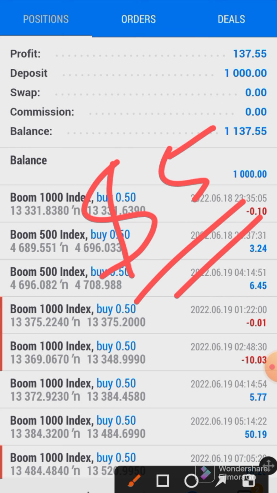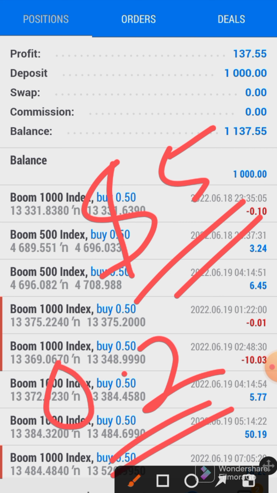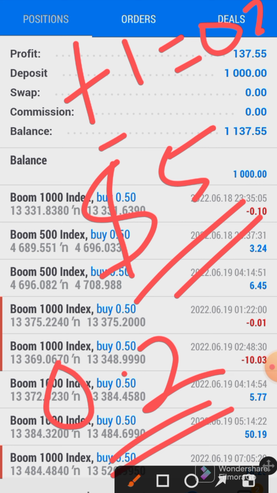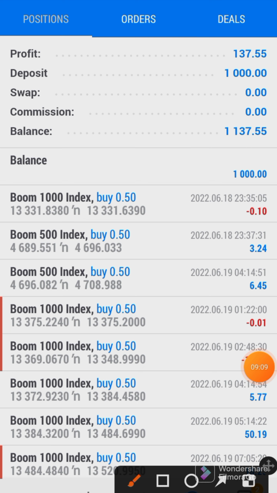Then you should ask yourself, okay, if you have $5, then on minimum, if you are using 0.2, the default lot size, every pip up is equal to plus 0.2, and every pip down is equal to minus 0.2. So every pip you are trading, you have to understand what your pip value is.